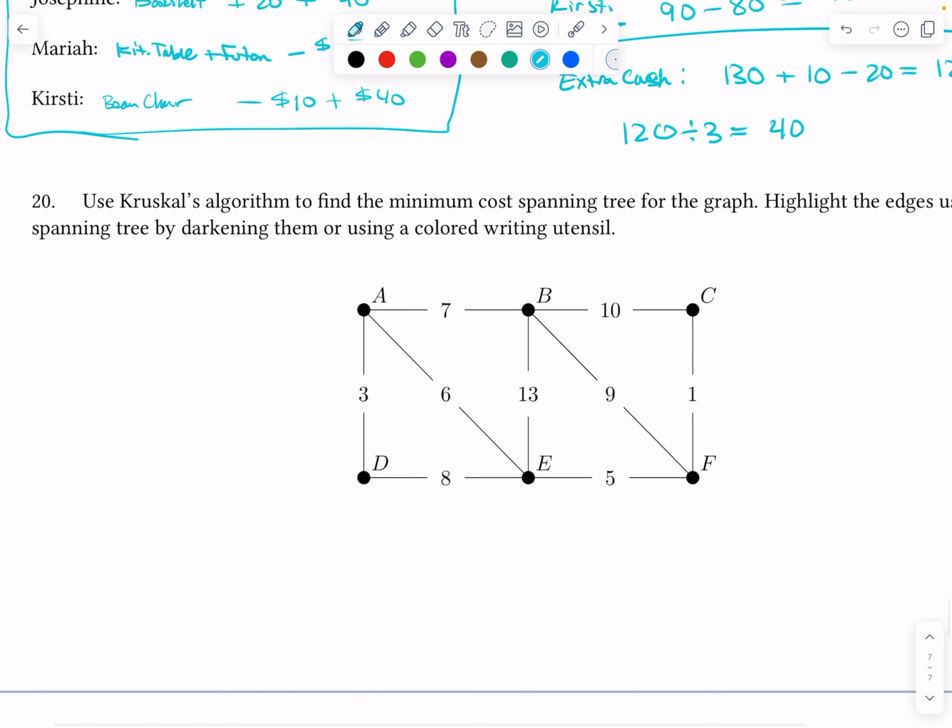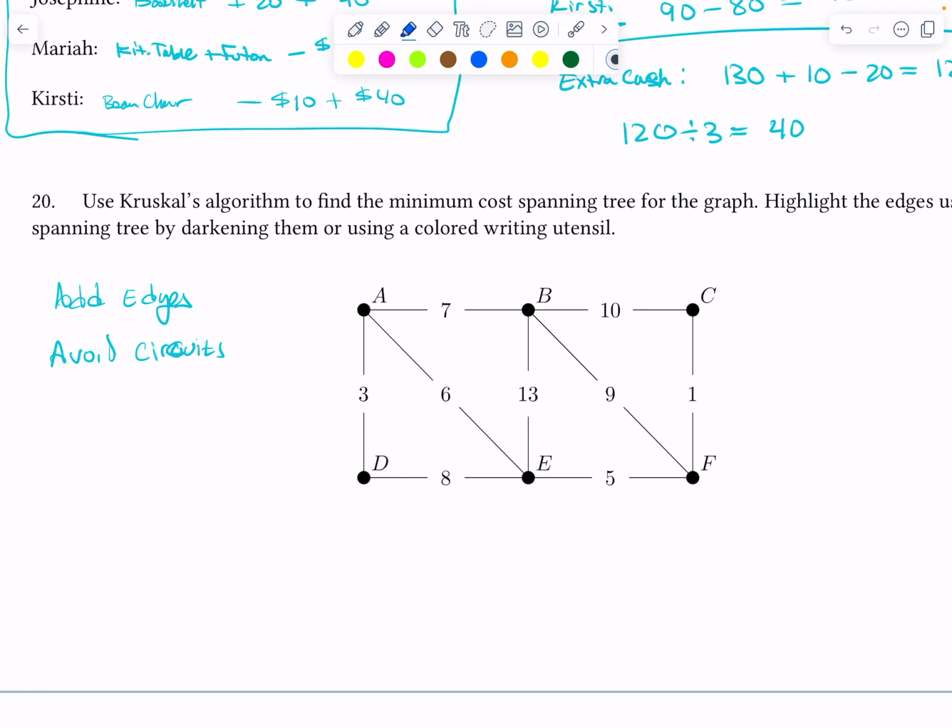All right, the last one. We're so excited. Kruskal's algorithm. So to do this, you just basically add edges, avoid circuits. That's the only rule. You want to avoid circuits, and when you're done, everything will be connected to everything else.